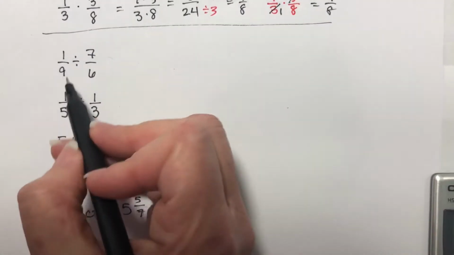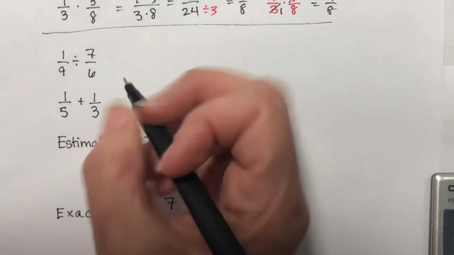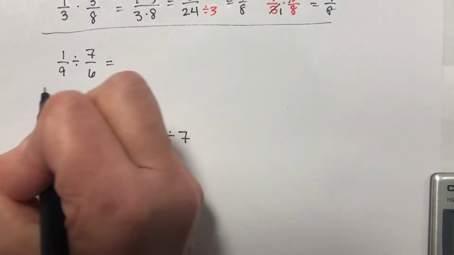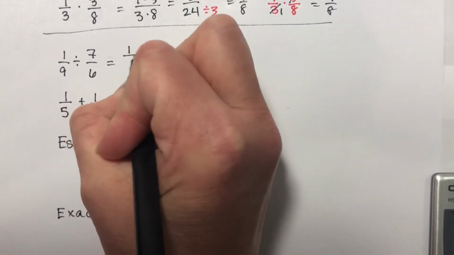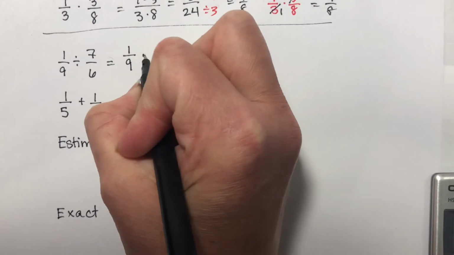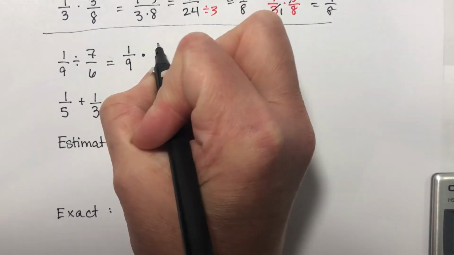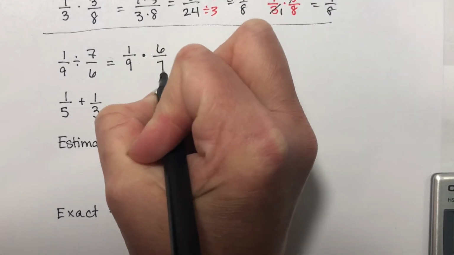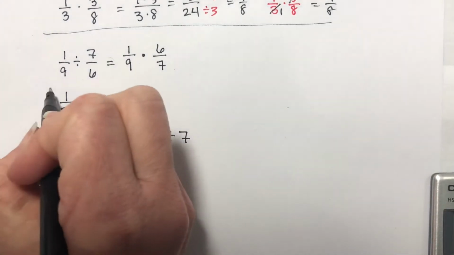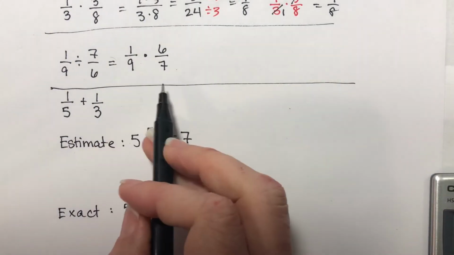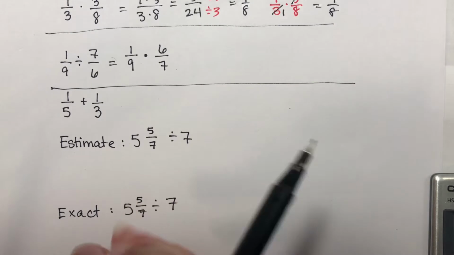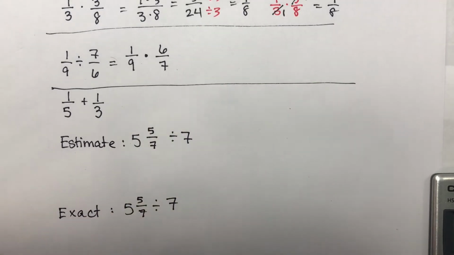Let's look at 1/9 divided by 7 over 6. The rule for division is you keep the first one, change it to multiplication, and flip the second one. Okay? Now we have a multiplication problem that's going to work the same way this one did.